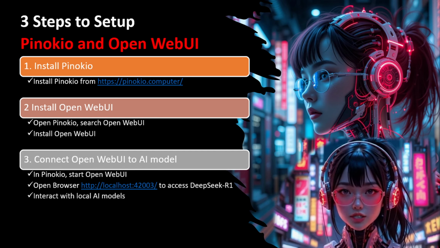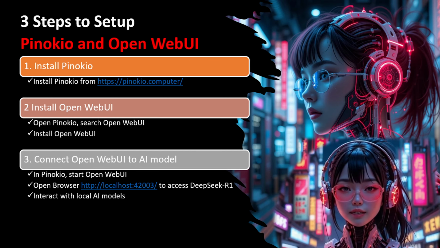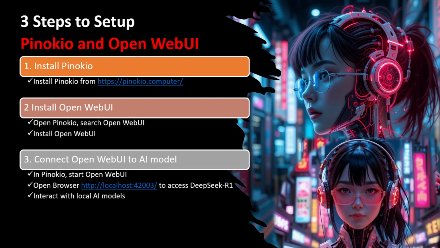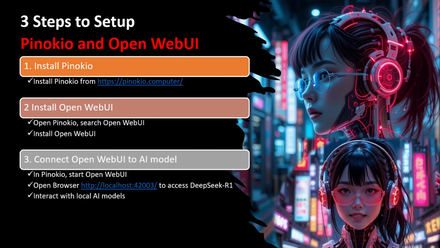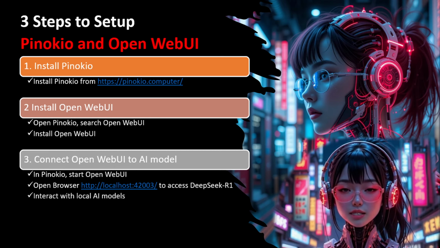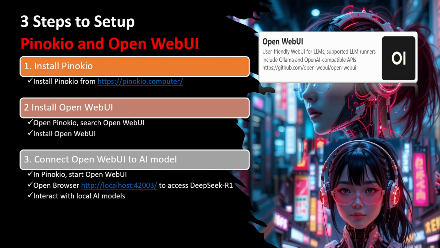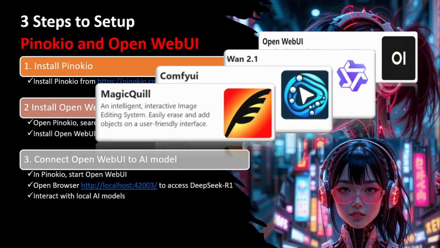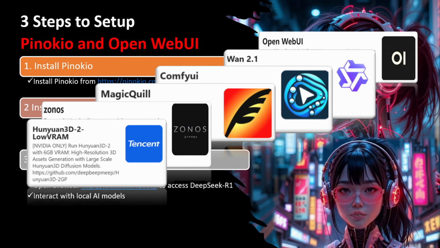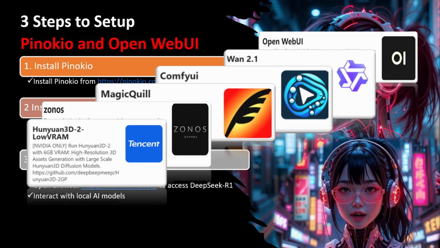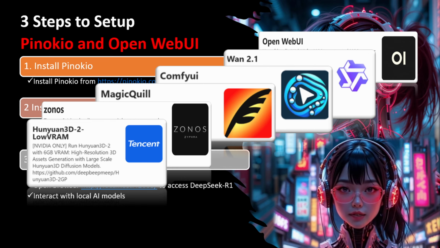But you may have a question: why Pinokio and Open WebUI? Well, Pinokio is like a magic toolbox for AI tools, making installation and management super easy. Think of it as an AI assistant. With just one click, you can install popular apps like OpenWebUI 1.2.1, ComfyUI, Magic Quill, Zonos, HunYuan 3D, etc. It runs everything locally, so your data stays private and you avoid API fees.